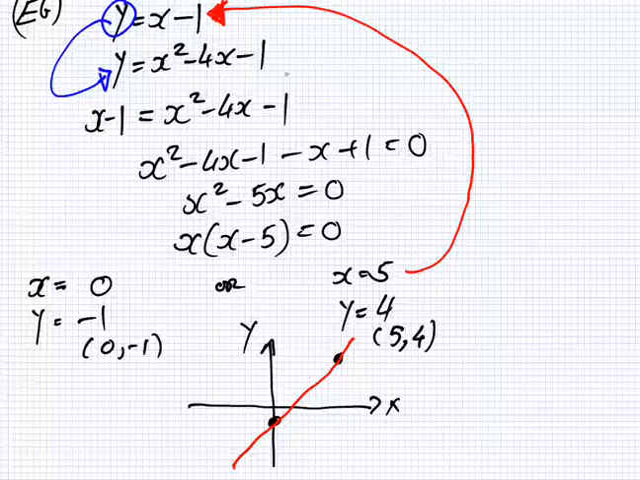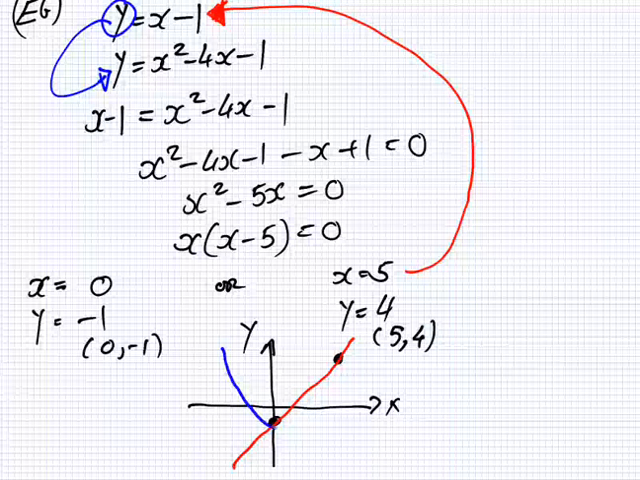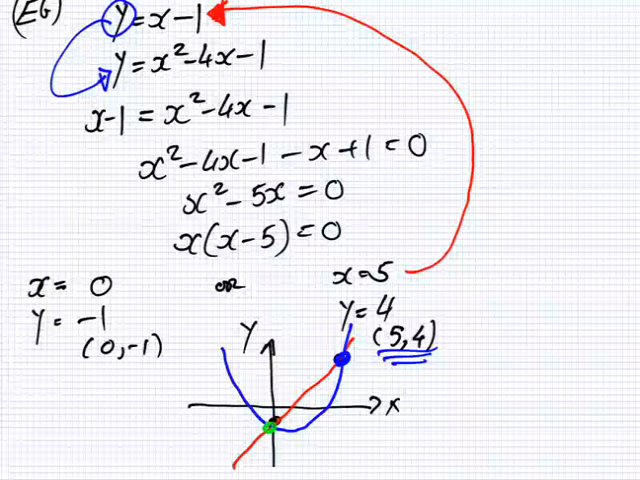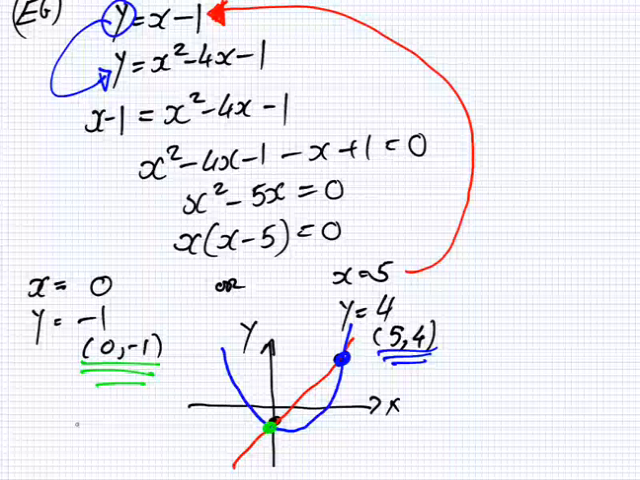y is x minus 1. So here y is x minus 1, and here y is x minus 1. So the answers are (0, minus 1) and (5, 4).